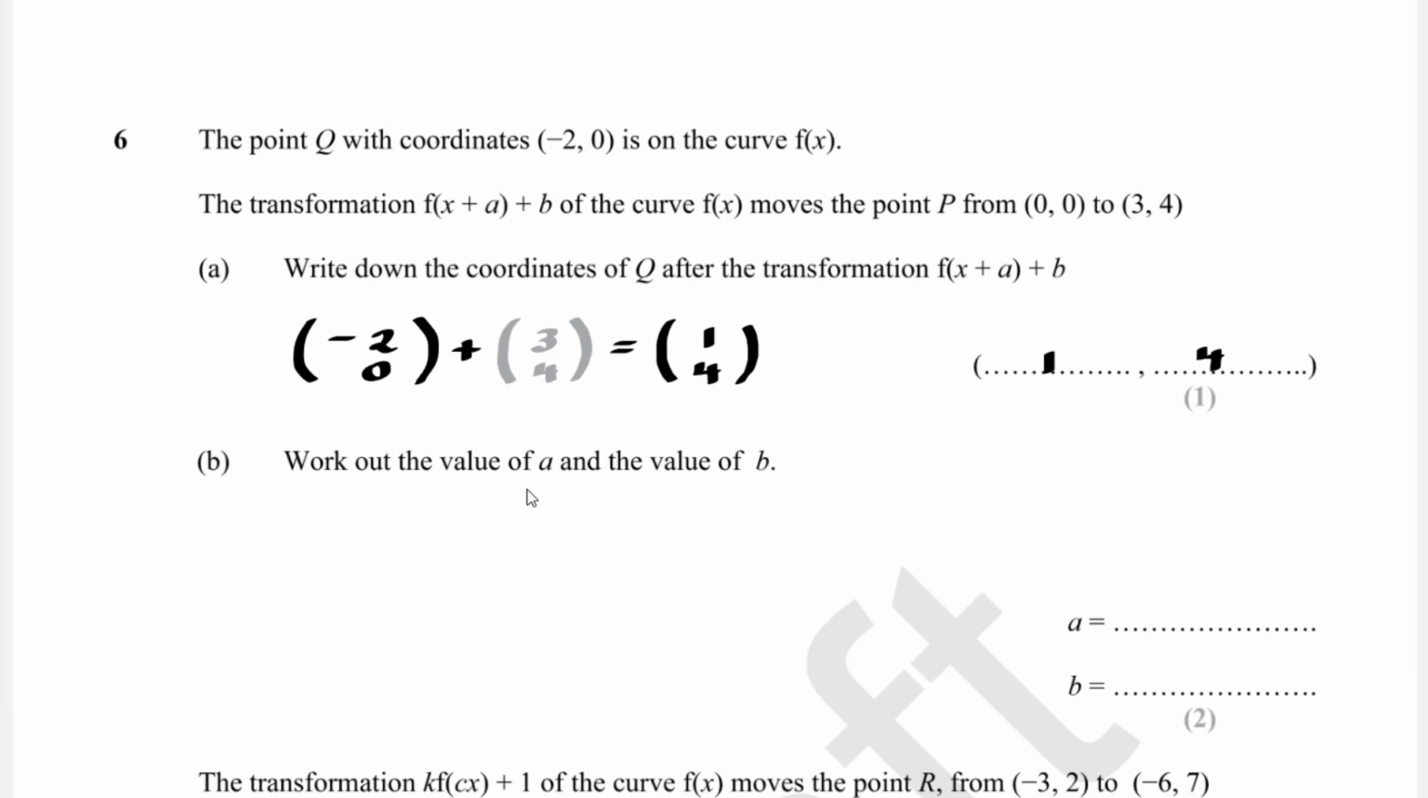Part B, we have to work out the value of A and the value of B. Well, if we are going from 0, 0 to 3, 4, we are going 3 to the right and 4 up. And therefore, the transformation will be given by f of x subtract 3 plus 4. Remember, in the x direction, we generally do the opposite. That is to say, the opposite of plus 3 is negative 3, meaning the value of A is negative 3, the value of B is 4.